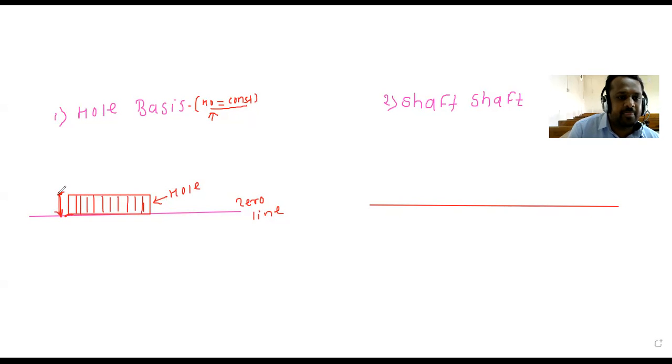Is it correct? Yes or no? Yes, sir. Say this is the hole. Okay, this is the hole. Then tell me how to represent the clearance fit, transition fit here with the help of that hole basis system.